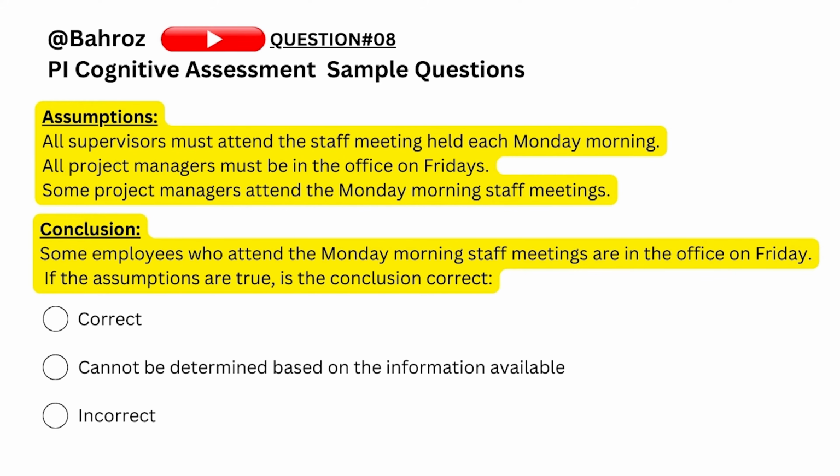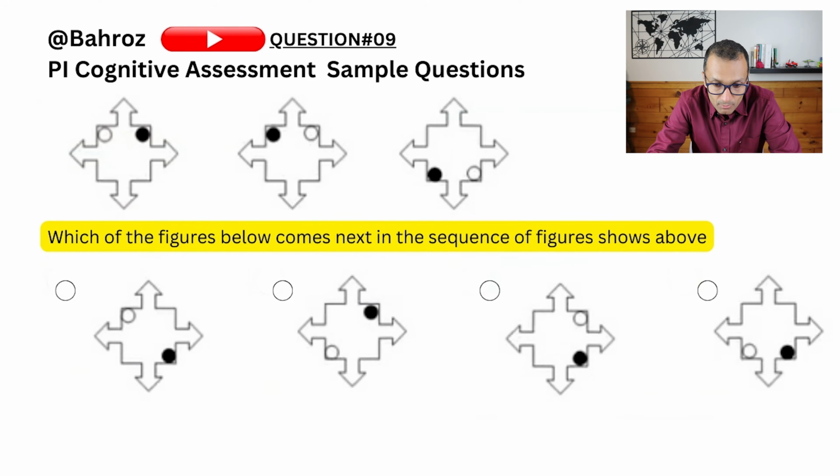Well, according to the assumptions, it follows that there is an overlap between employees attending the Monday morning staff meeting and those in the office on Friday. Therefore, the conclusion is correct because there is an overlap. This overlap is caused by the project managers who are required to be in the office on Friday and are also attending Monday meetings.